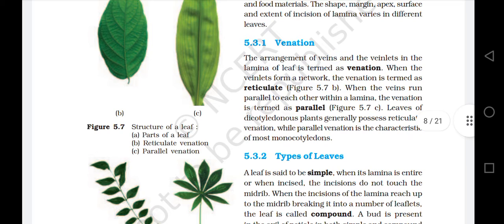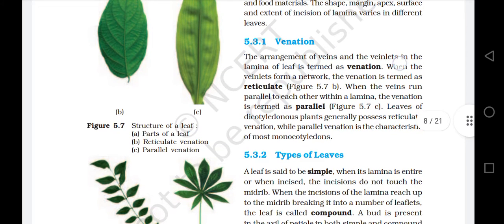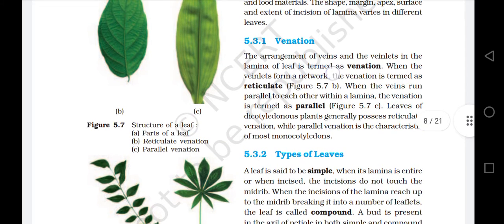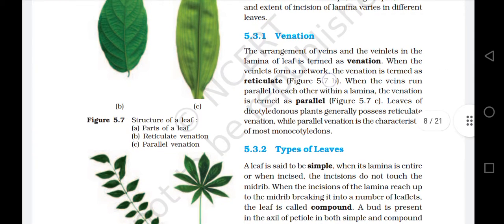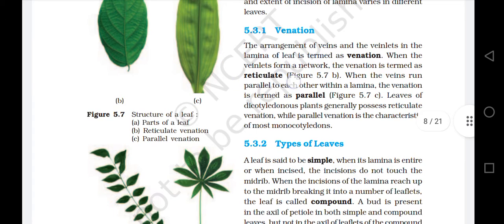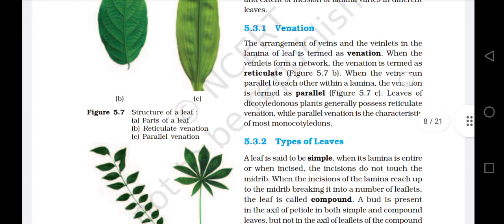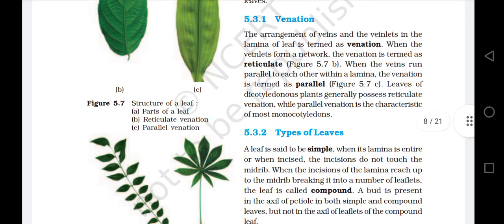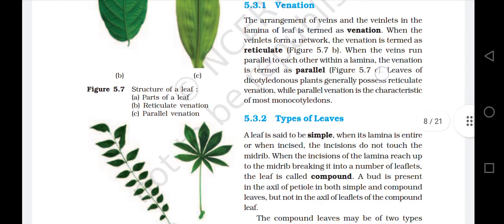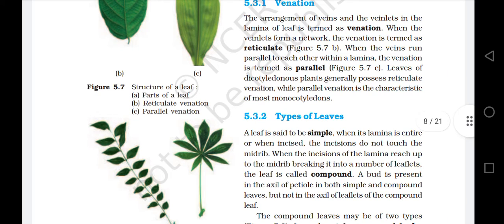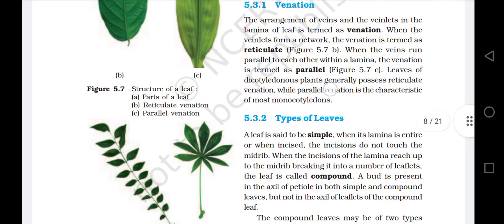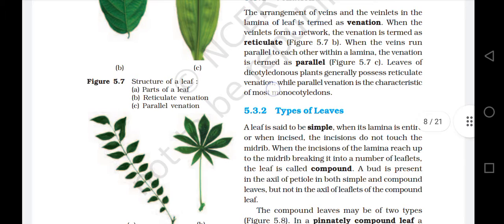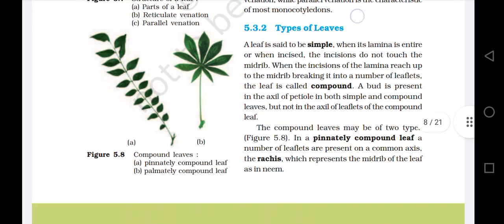5.3.1 Venation. The arrangement of veins and the veinlets in the lamina of leaf is termed venation. When the veinlets form a network, the venation is termed reticulate. Figure 5.7b. When the veins run parallel to each other within a lamina, the venation is termed parallel. Figure 5.7c. Leaves of dicotyledonous plants generally possess reticulate venation, while parallel venation is the characteristic of most monocotyledons.